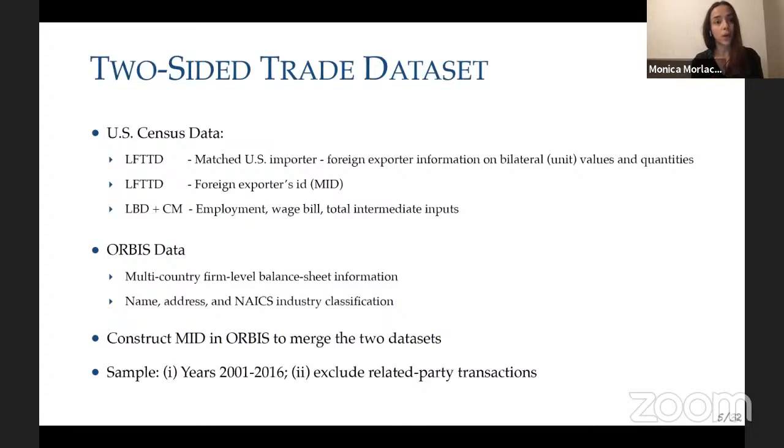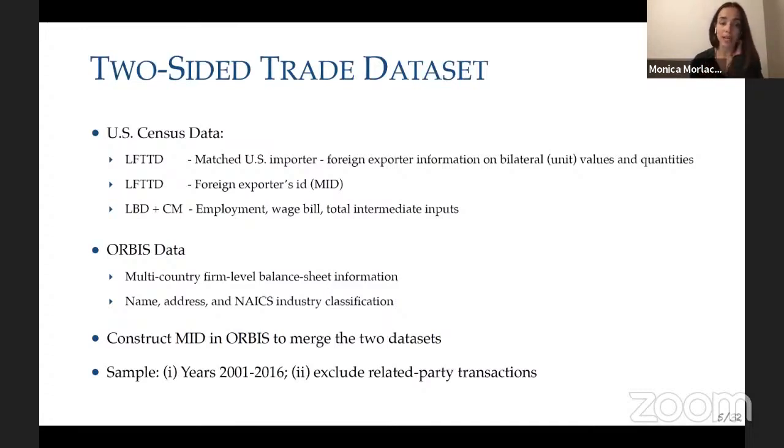We merge this trade data with firm level information, standard balance sheet information, which we take from either the Longitudinal Business Database or the Census of Manufactures, depending on whether the firms are manufacturing firms. The second source of information is Orbis data. So we merge US Census data with Orbis data. Orbis is the well-known multi-country firm level balance sheet data set. But the key information for us is that Orbis contains information on the name, address, and industry affiliation of these firms, which are the key information that we need to reconstruct the MID, the identifier of a given firm within Orbis. And this is the link, the variable that allows us to merge the US Census data with the Orbis data set. Our sample spans the period between 2001 and 2016.